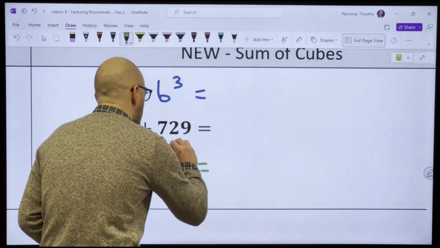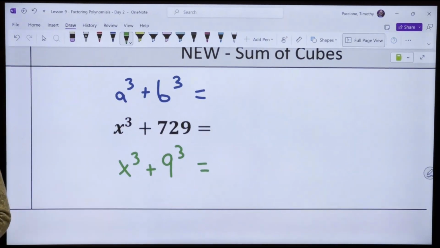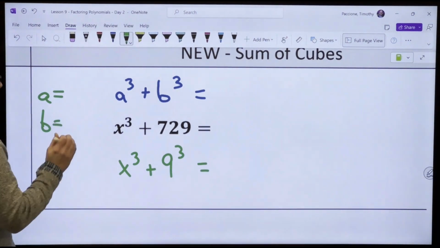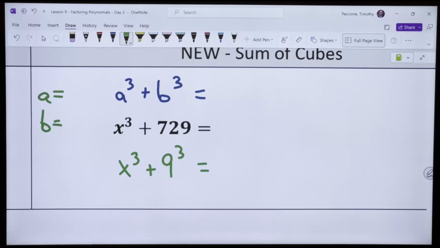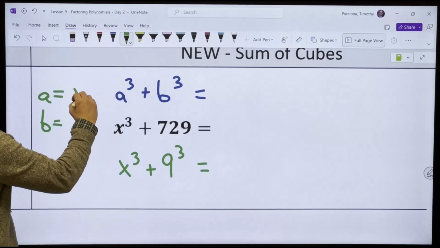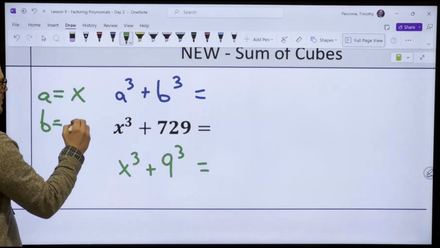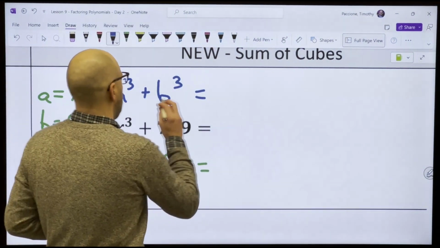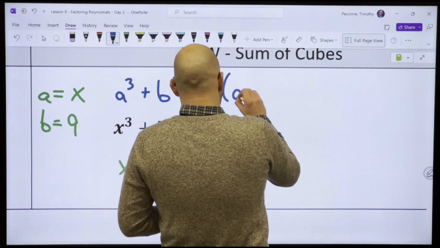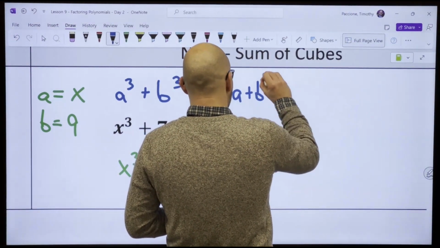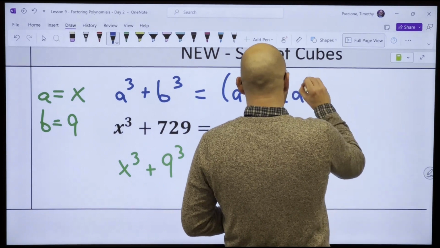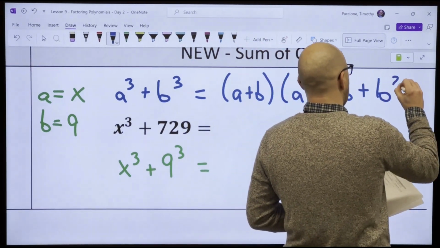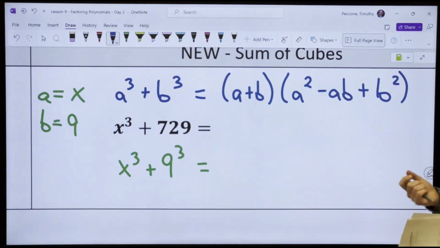9 to the third. Okay, now you ask yourself, what is my A and what is my B? What's being raised to the third right there? X. What's being raised to the third there? 9. Right? And now the formula looks like this. A plus B, this will be very similar. A squared minus AB plus B squared. Right? Just flipped a couple signs.